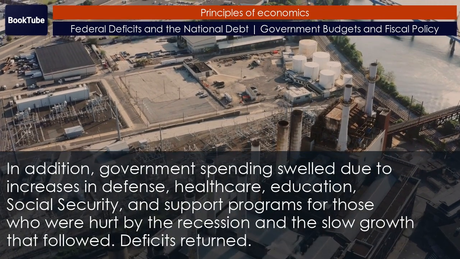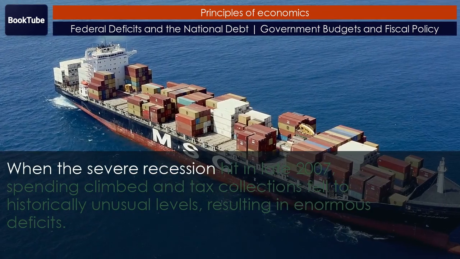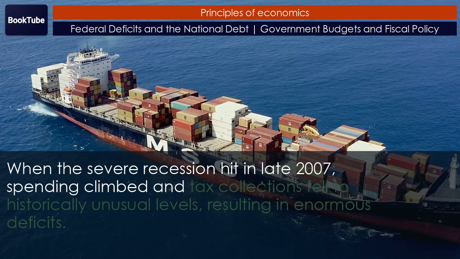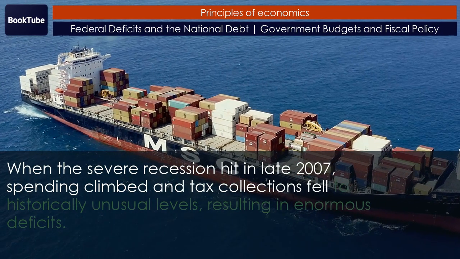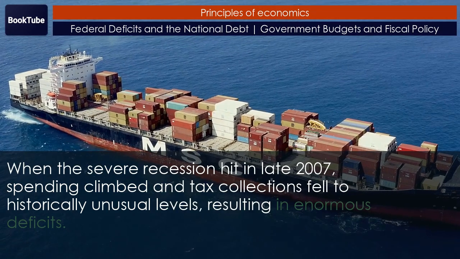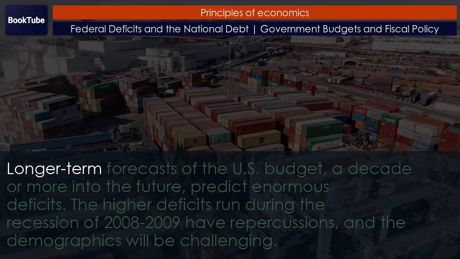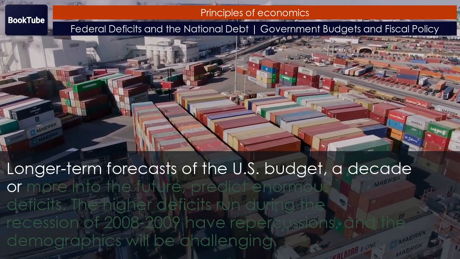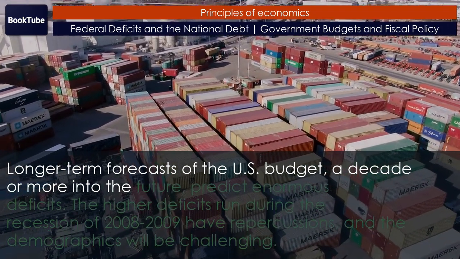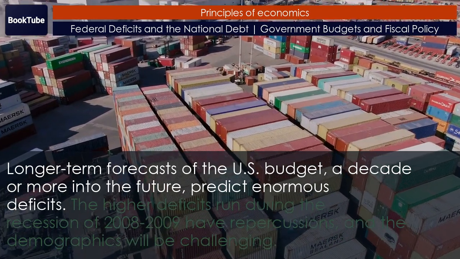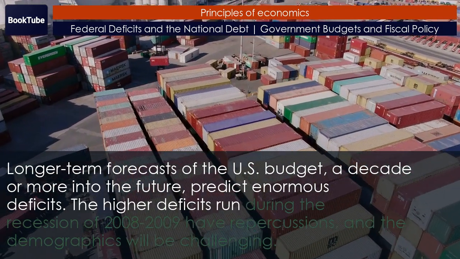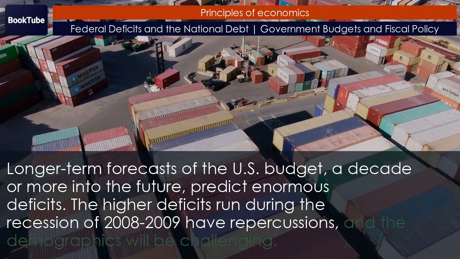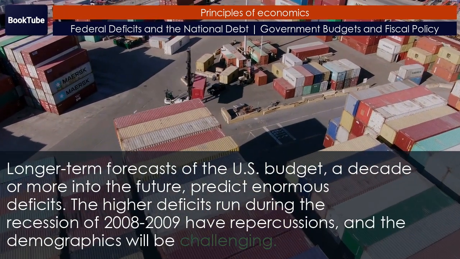Deficits returned. When the severe recession hit in late 2007, spending climbed and tax collections fell to historically unusual levels, resulting in enormous deficits. Longer-term forecasts of the U.S. budget, a decade or more into the future, predict enormous deficits. The higher deficits run during the recession of 2008-2009 have repercussions, and the demographics will be challenging.